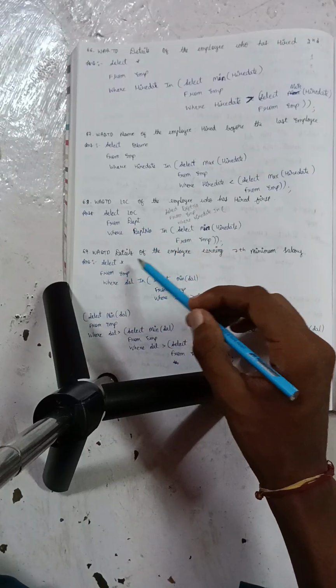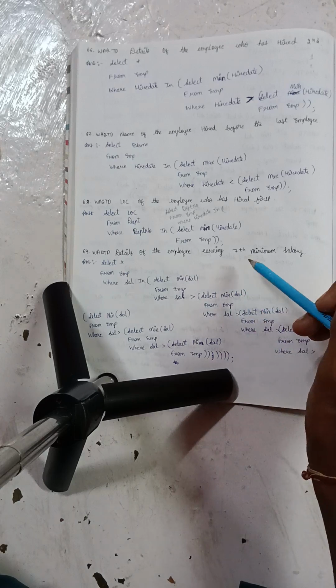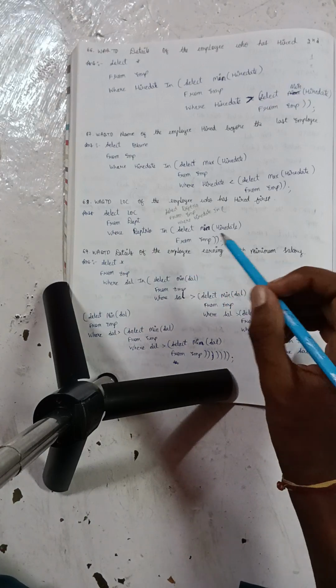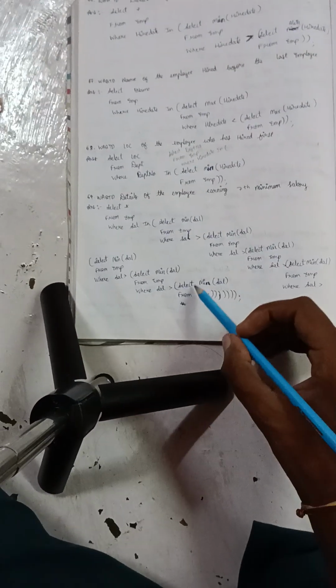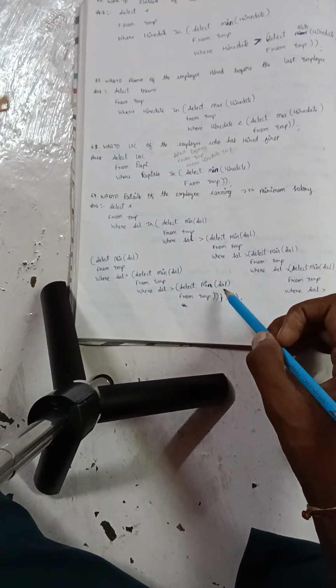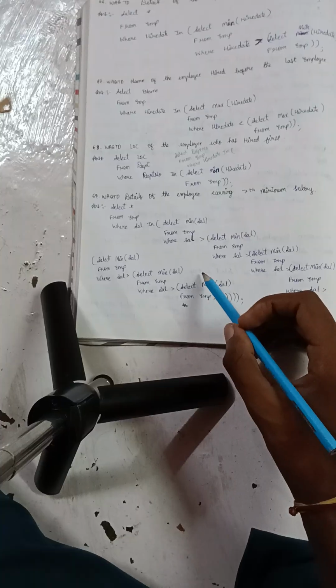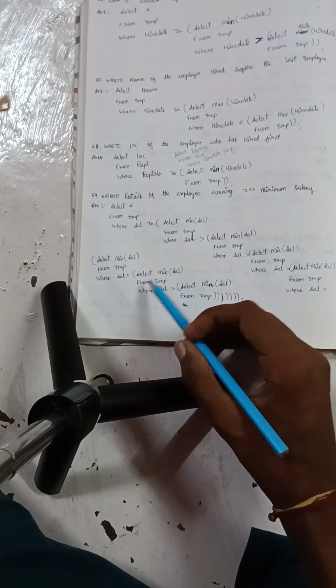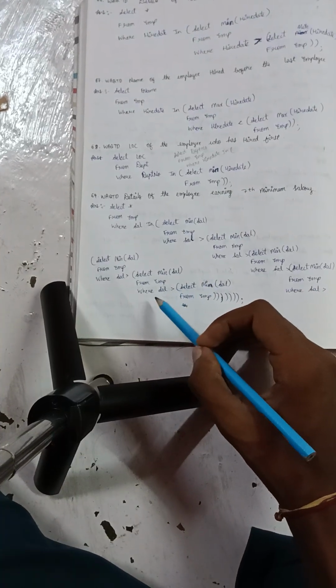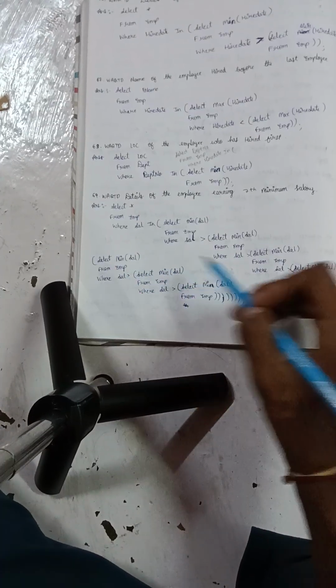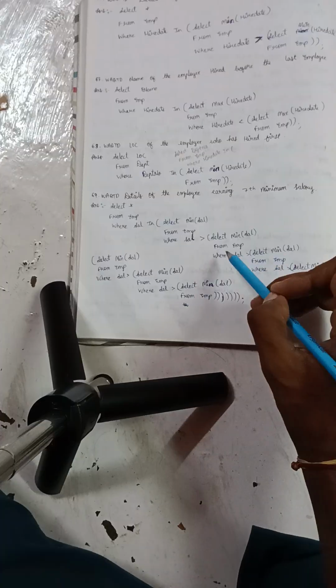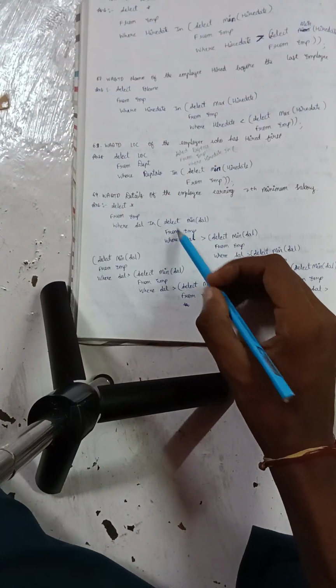Write a query to display details of the employee earning the seventh minimum salary. So we have to find the seventh minimum salary. So select min of sal from EMP. Here we will get the first minimum salary. Then select min of sal from EMP where salary is greater than that, and here we will get the second minimum salary. So third minimum salary, fourth, fifth, sixth, and here the seventh.